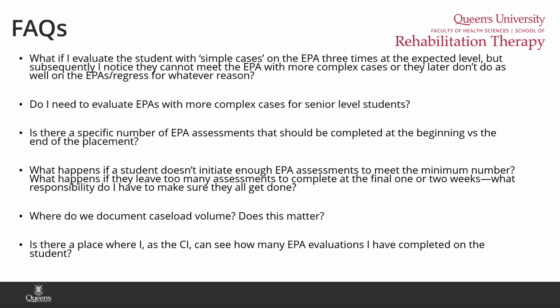But on the heels of that question is, what happens if a student doesn't initiate enough EPA assessments to meet the minimum number? And what happens if they leave too many assessments to complete in the final 1 or 2 weeks? What do you have as a responsibility to make sure they get it all done? And as I said at the beginning, we have adult learners and we want them to have a lot of responsibility to complete these assessments and make sure that they are independently tracking to get enough of those done. And so we're trying to take some of that onus and responsibility off you as the clinical supervisor and really have the students take that initiative themselves.